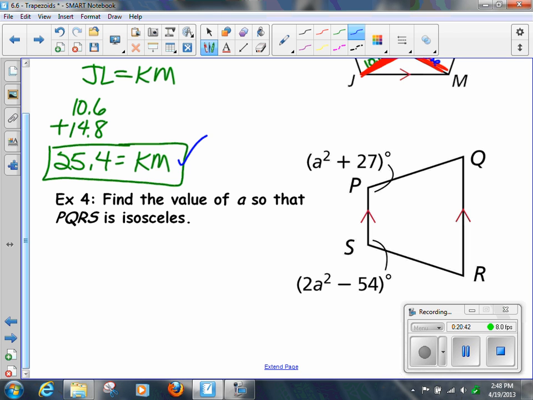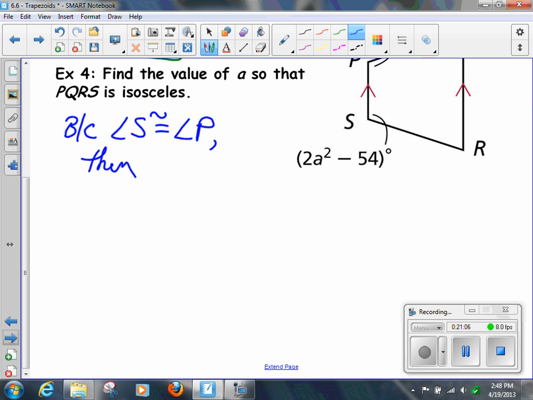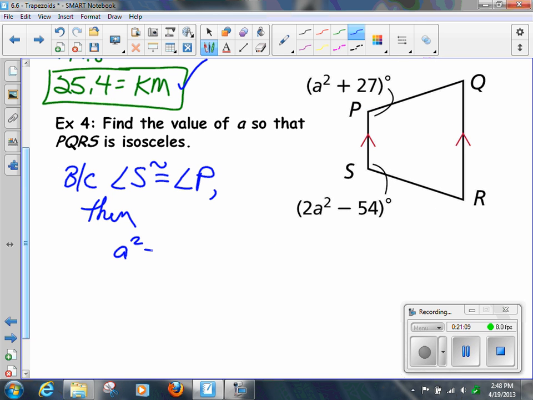But that's an equation right there, a squared equation. You have to solve for the angle. We're not going to actually solve this, but I do want you to put, because angle S is congruent to angle P, then we would have 2a squared minus 54 equals a squared plus 27. And then we would solve.